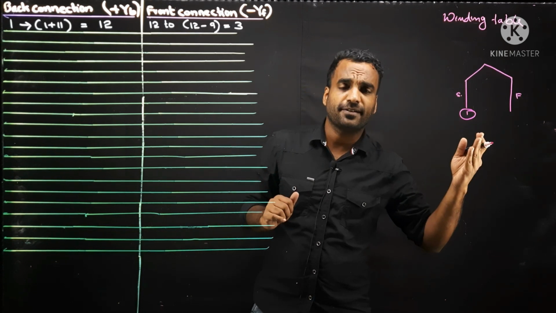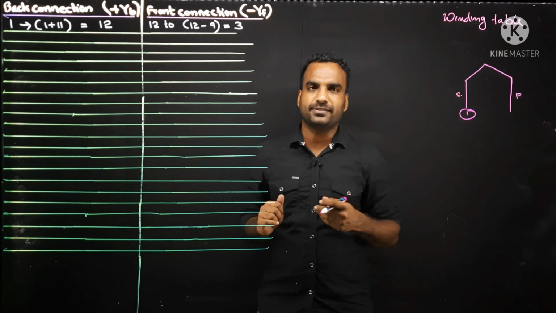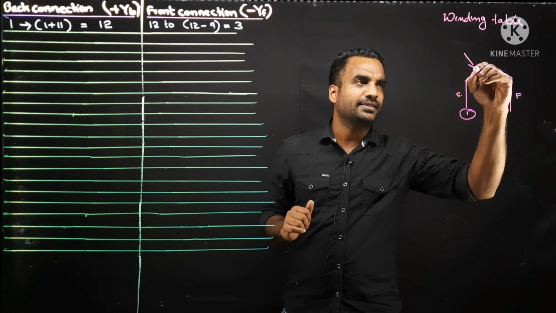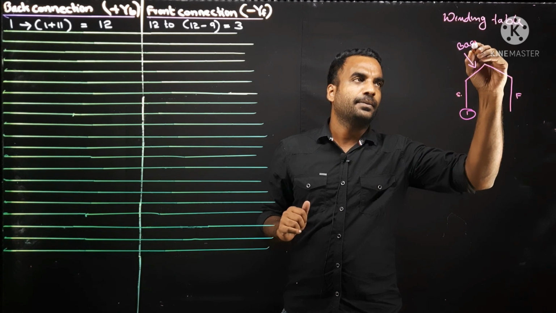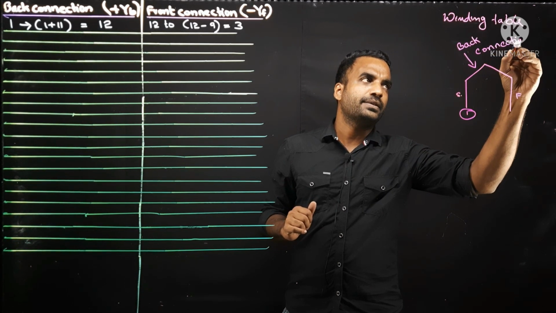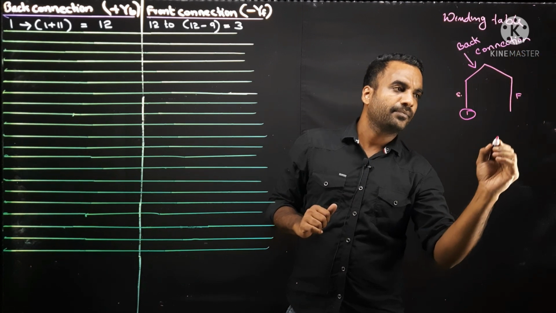But to which conductor do we want to connect it? That is our question. For that we need this connection. This is the back end connection. Back connection. And for a machine, this side is the front end.